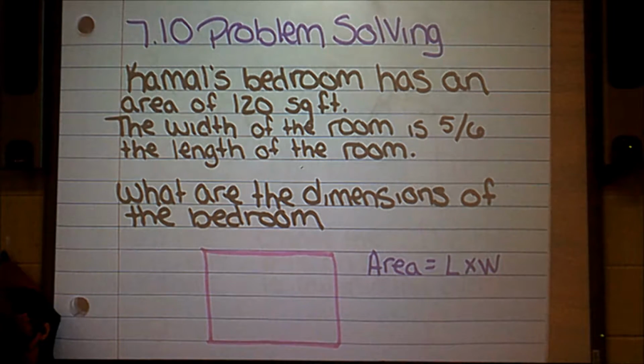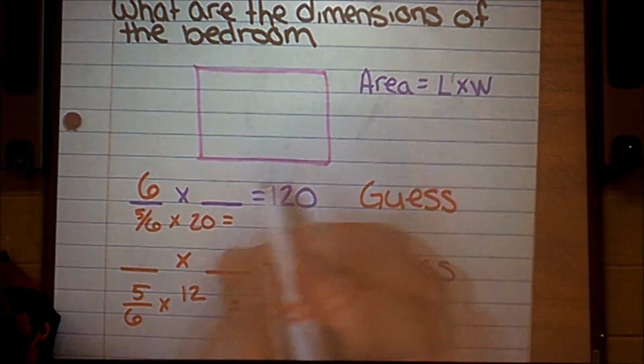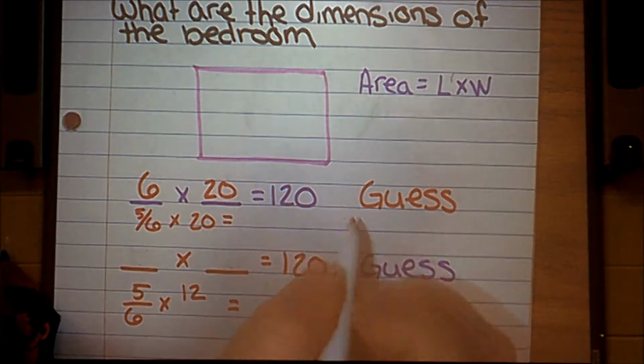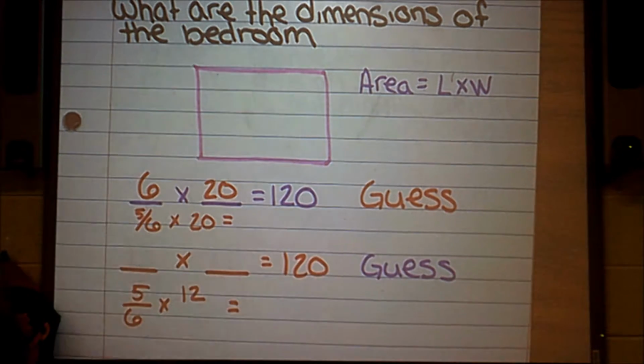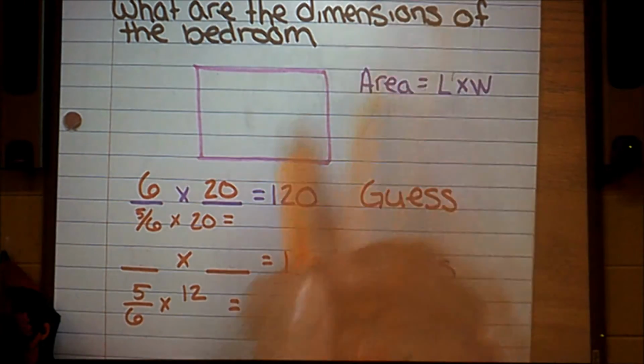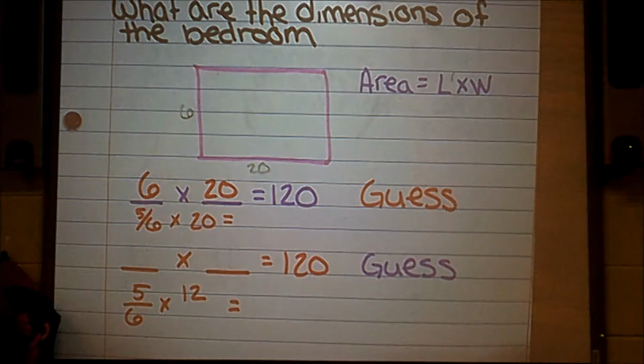Obviously 1 times 120, but that seems kind of silly. Let's think a little bit bigger. What about 6 times 20? 6 times 20 does equal 120. And again, this is just a guess. But I know 6 times 20 equals 120. So I'm thinking maybe my width, which is my smaller one, is 6. And my length is 20. Well, it does equal 120.